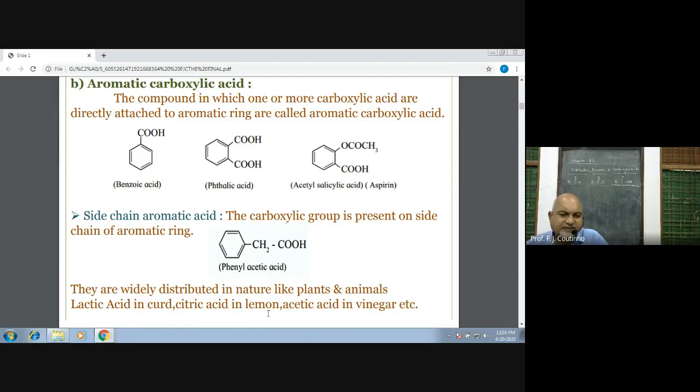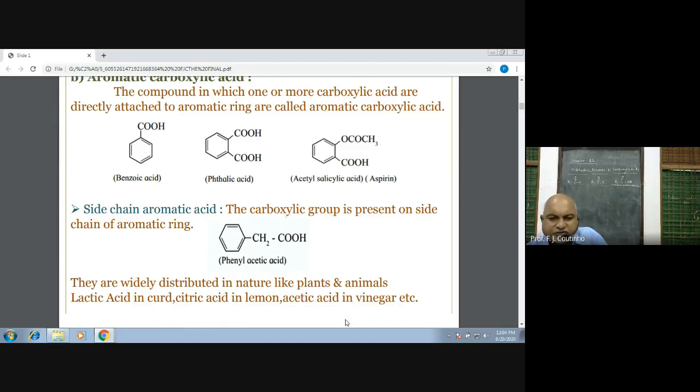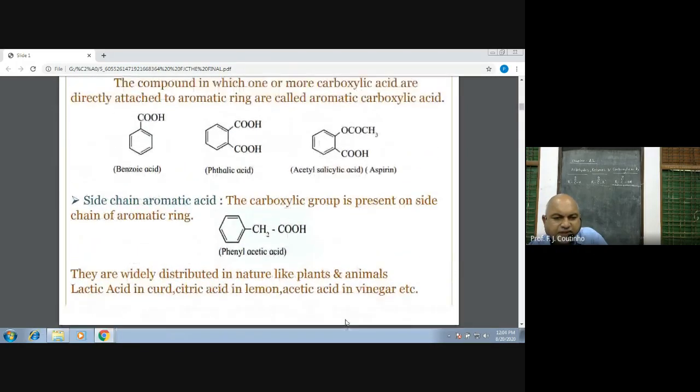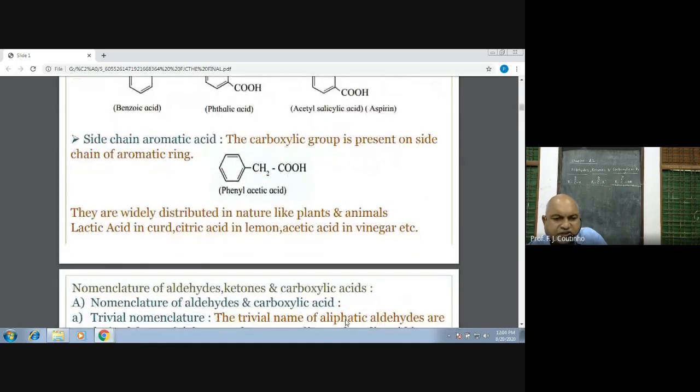Then citric acid is present in lemon. Lemon means our lime, right? Then acetic acid is present in vinegar. Vinegar, we know we can prepare. There are two, three types of vinegars. One is apple vinegar, one is synthetic vinegar, and one is a vinegar made from a fruit, again an apple vinegar, I would say, or a sugarcane vinegar, any vinegar which has been prepared. Now I think we will stop here, and next lecture we will start with nomenclature of aldehydes, ketones, and carboxylic acids.